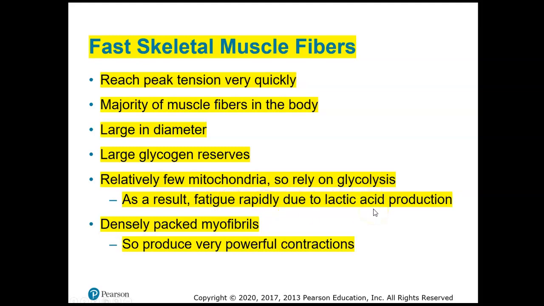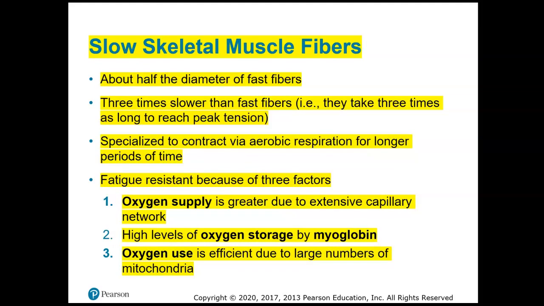Because they produce lactic acid, the pH lowers, and the muscle fatigues. They don't have enough ATP, and they make lactic acid. Those two things together mean they're going to fatigue rapidly. The myofibrils are densely packed, so the contractions are powerful. Think about your quadriceps, the muscles of your legs, when you do a squat, especially if you do a squat with a weight in your hands. Those are powerful muscles.